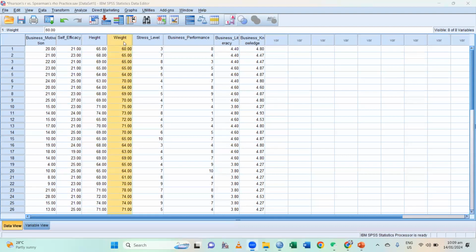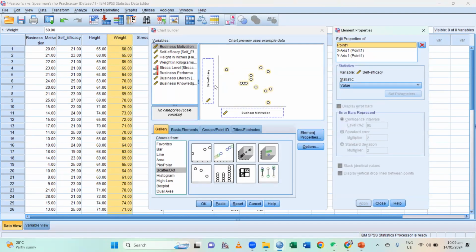Okay. Now, let's check first the scatter plot. To do this, let's go to Graphs, Chart Builder. And you could see the previous one that we had is still here. So just click it, click delete. You click self-efficacy, click also delete in your keypad, and replace. Let's have height on the x-axis, and let's have the weight on the y-axis.